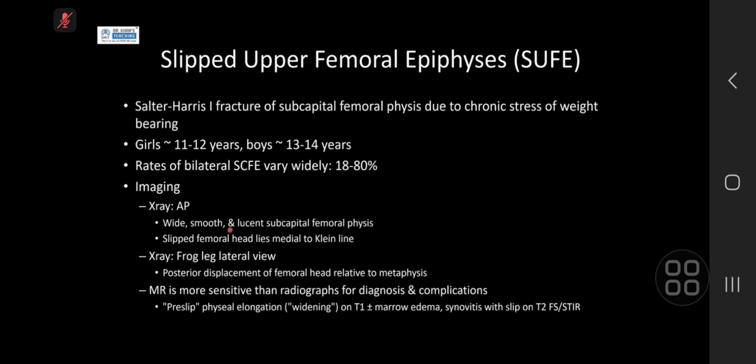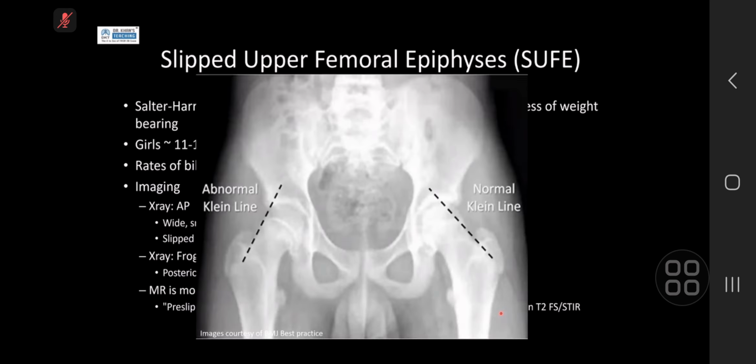And I find the asymmetry of the physis one of my more sensitive markers, because in early slips you may not be able to actually see the slip, but the frog lateral would be the more sensitive view compared to the AP view to look for the slip. If still in doubt, then do an MRI, because what you're looking for is physeal elongation on T1, as I mentioned earlier, that marrow edema, and of course synovitis. MR can also help you identify other lesions which may cause pain that were not picked up.